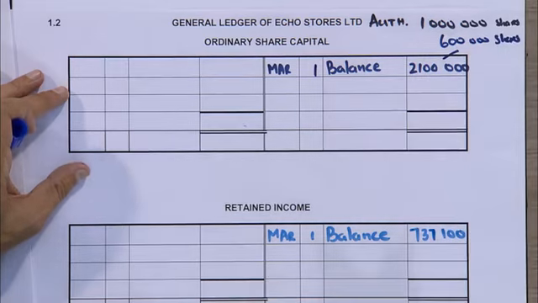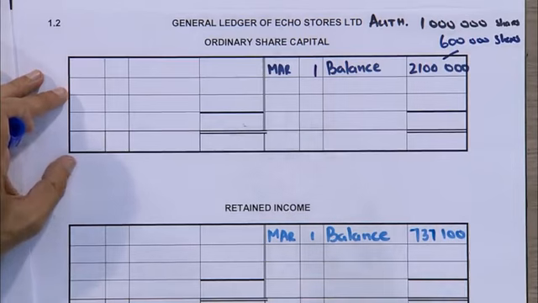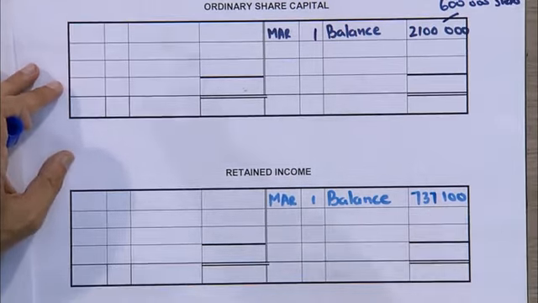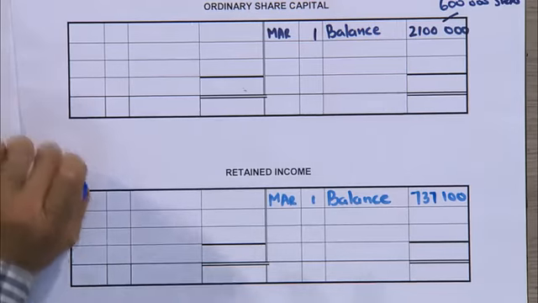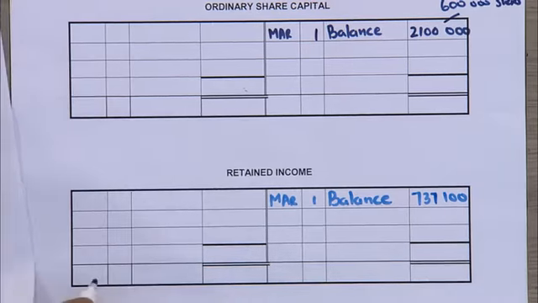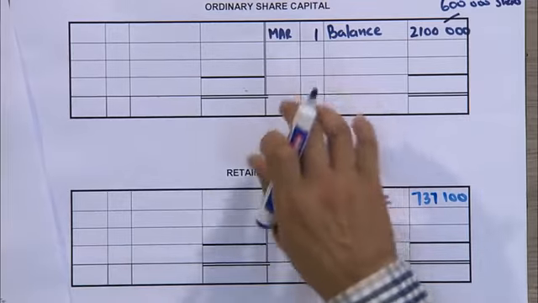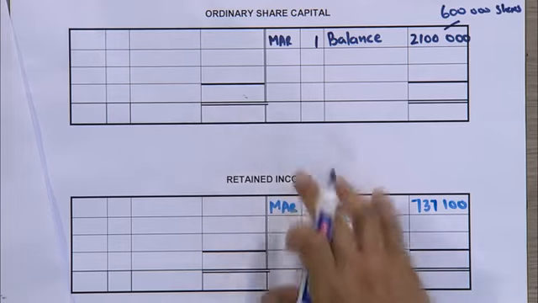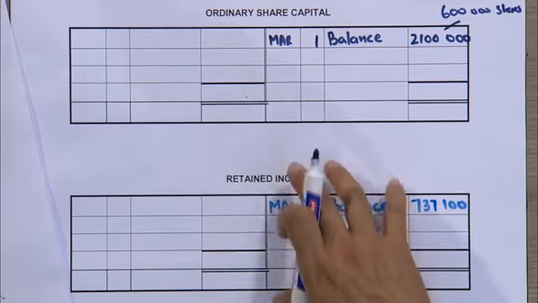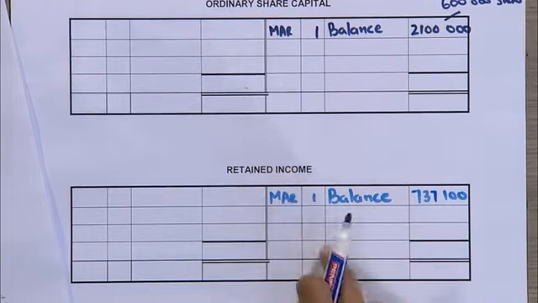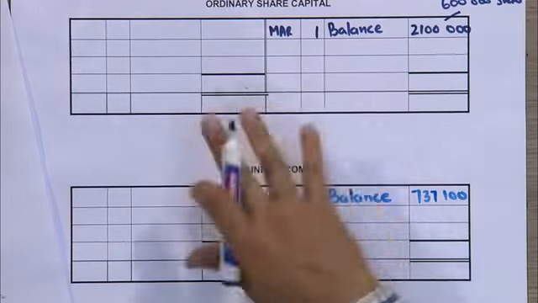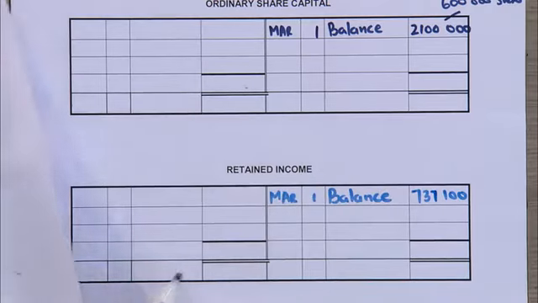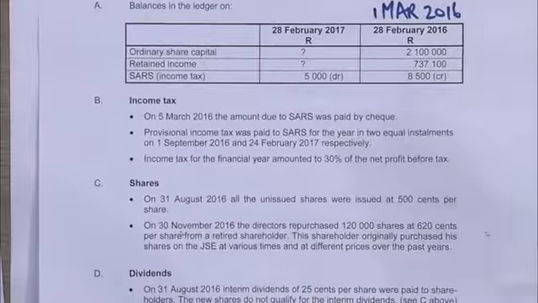Okay, that's 600,000 shares that were in issue already before we started. And then we have the opening balance of the retained income. So if you look at the information, anything to do regarding shares will have to go in the ordinary share capital account. And there might be a repurchase, and then we'll need the amount that will have to go to the retained income account. So these two accounts will be interlinked, and all the information will be over here by the letter C.